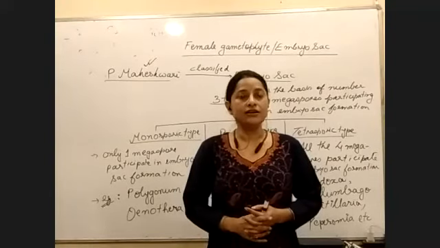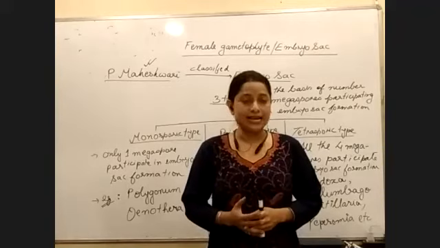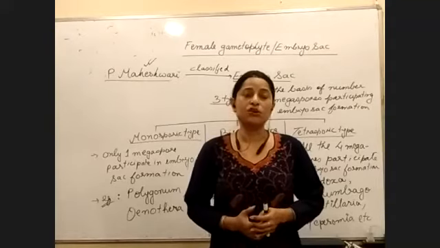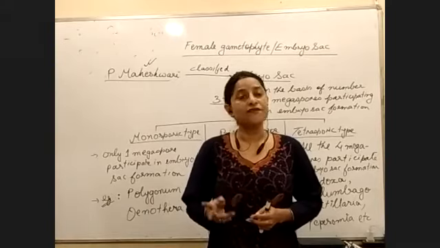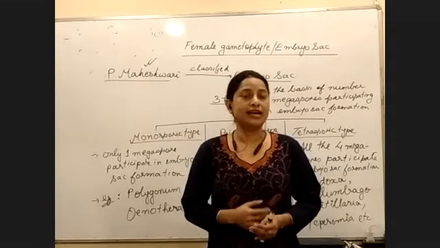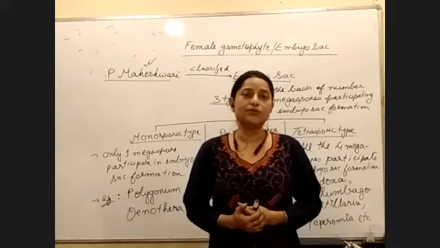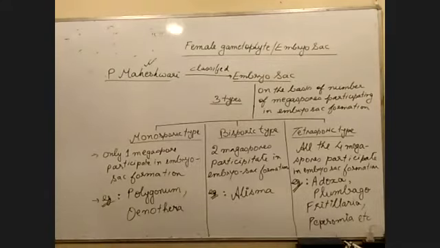If out of the 4 megaspores only one megaspore forms the embryo sac and the rest degenerate, that type of embryo sac is called monosporic. If out of the 4, 2 are functional and form the embryo sac, then obviously that's bisporic. And if all 4 are functional, they are called tetrasporic embryo sac. Is the point clear? Yes, ma'am.